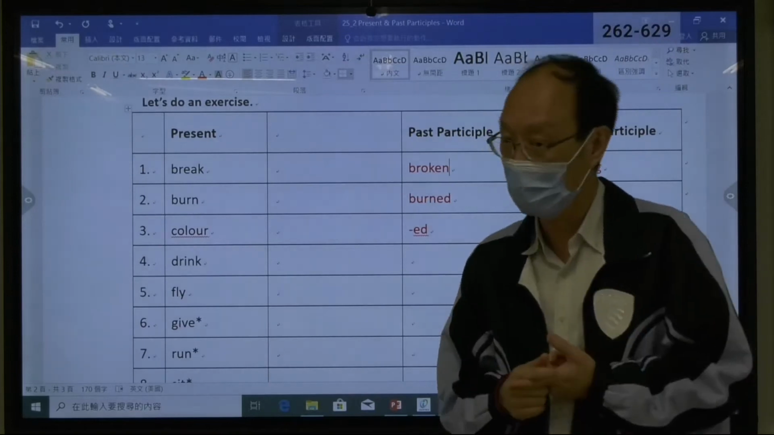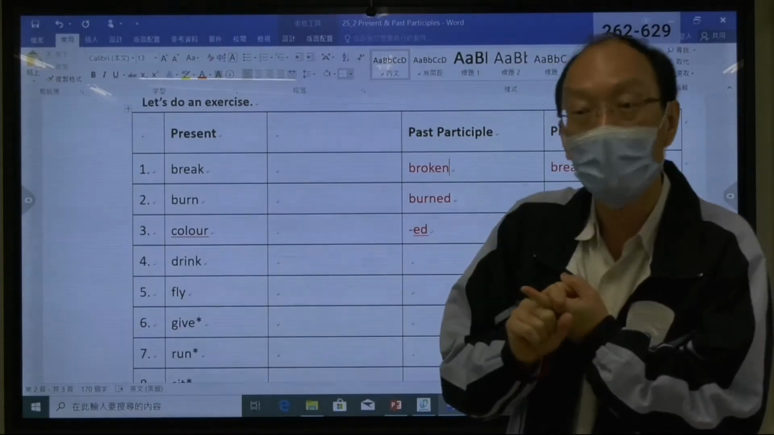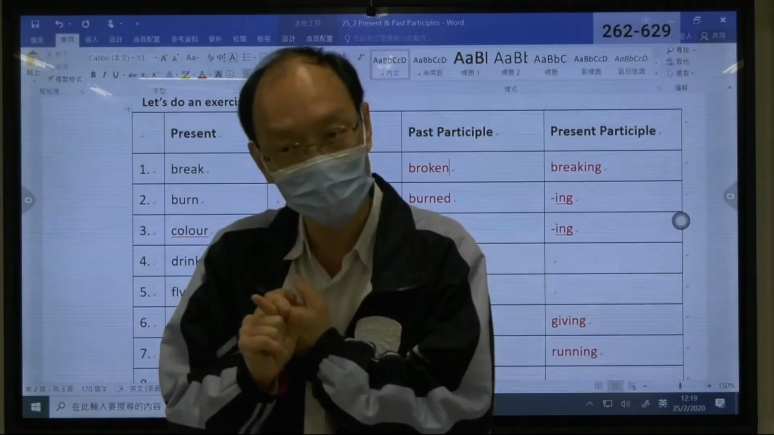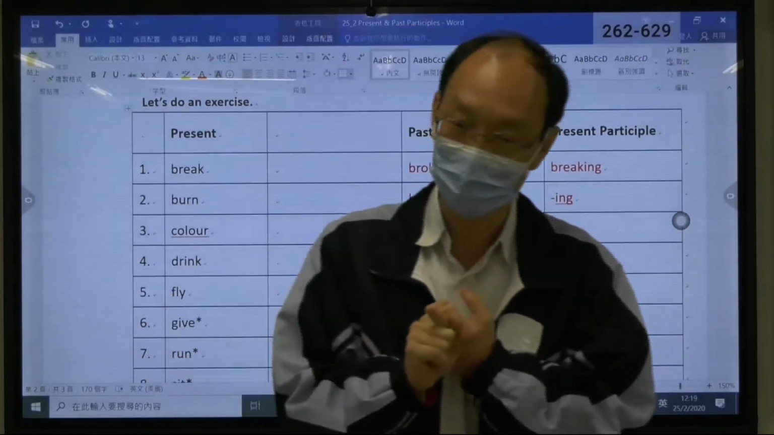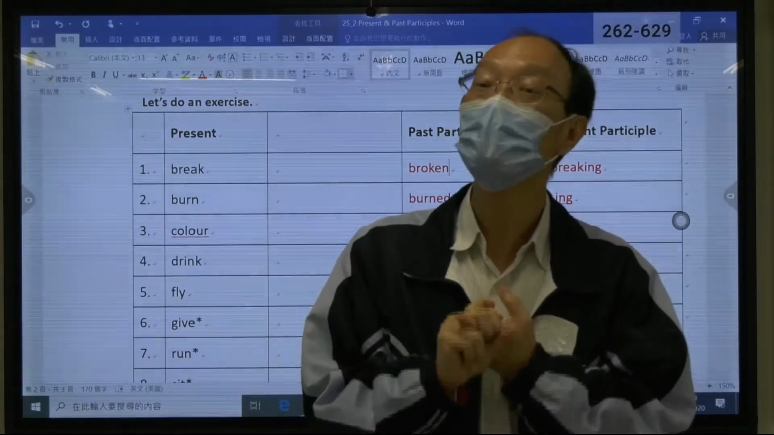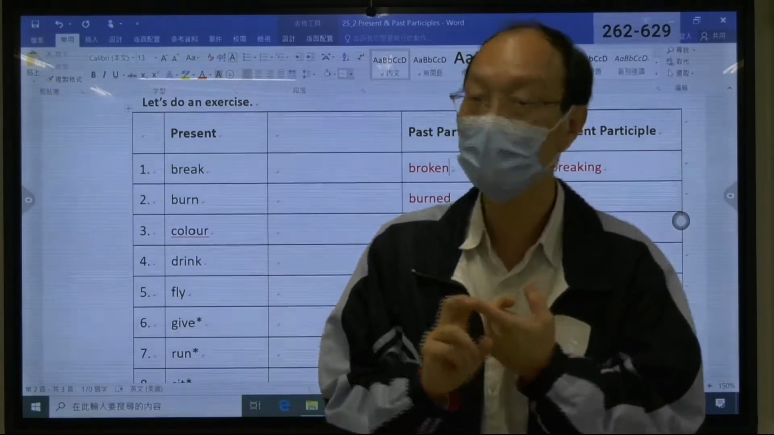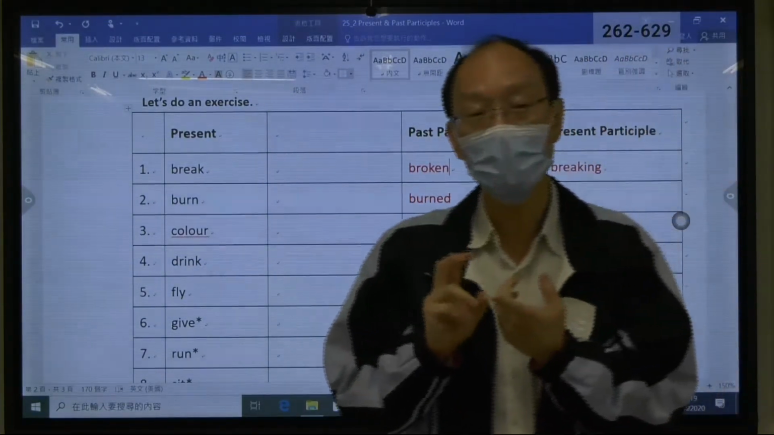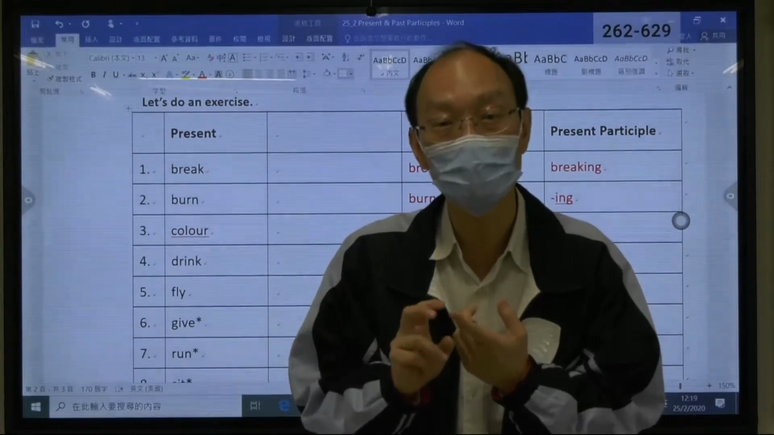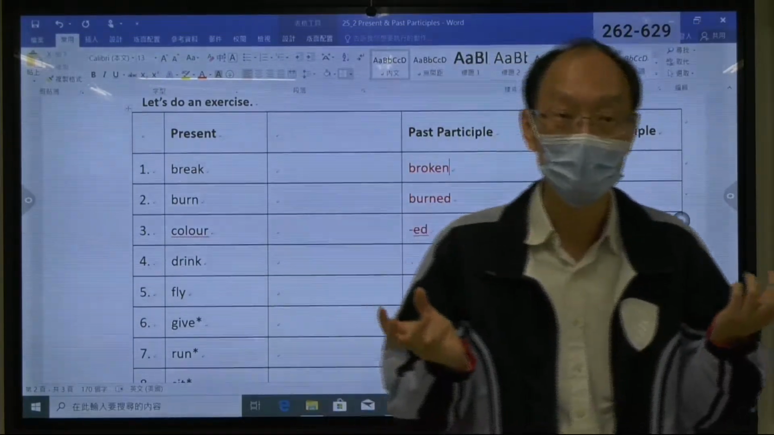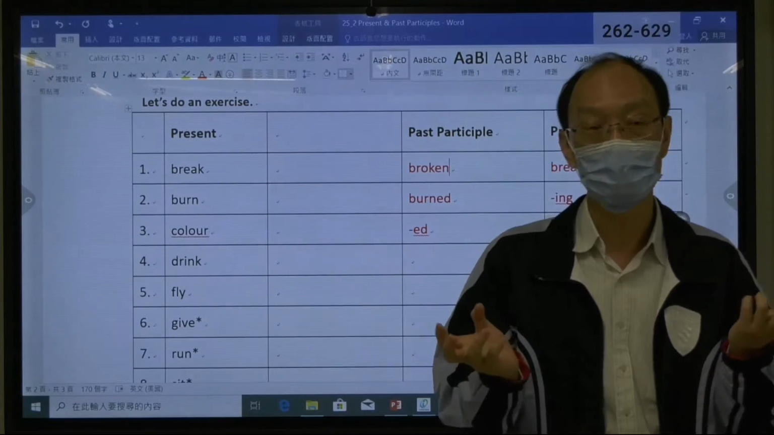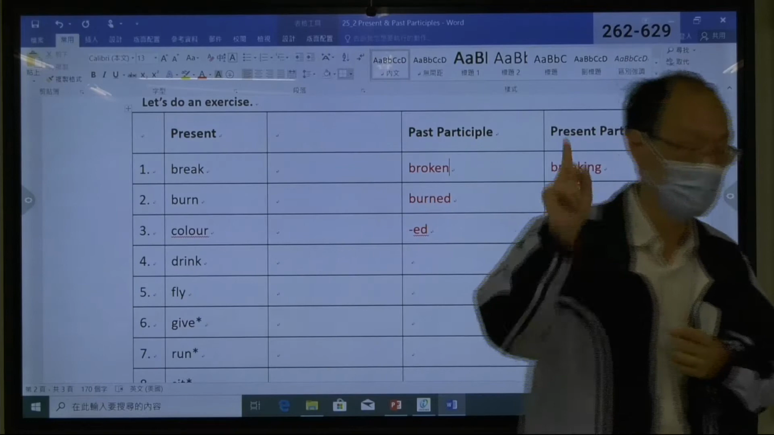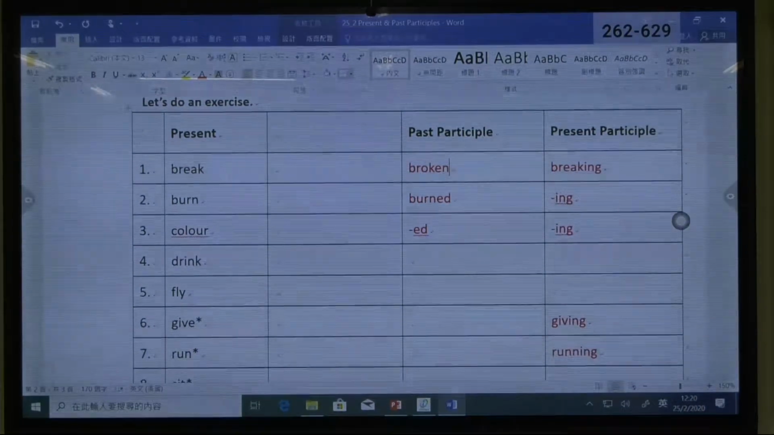Around you. For example, a flying bird, a sleeping cat, a broken cup, or a colored paper. Learn everything from all these words. Remember this. And I want to remind you again.